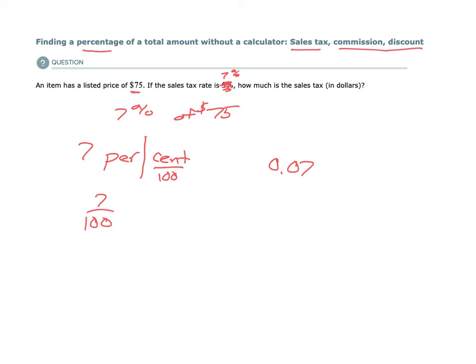Of means multiply. Anytime you see of, 7% times 75. So I'm going to do 75 times 0.07. So remember, when we multiply with decimals, we ignore the decimal. We do not line them up. And then when we get to the end, we move the decimal over however many spots there are in both factors. So no decimals in this first one, 1, 2 in the second one. So I need to move it over 1, 2 spots. So my final answer is $5.25.